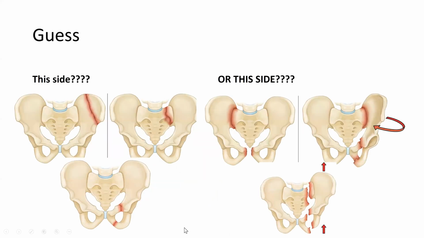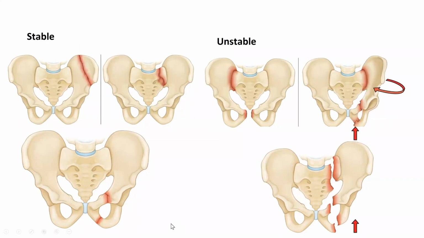Have a look at these two diagrams, and I'm going to give you about 10 seconds to guess which side is the stable and which side is the unstable fracture. Anyway, okay, the stable one is the one on your left, and the unstable one is the one on your right, which you can kind of tell because the unstable ones just look more severe in general.